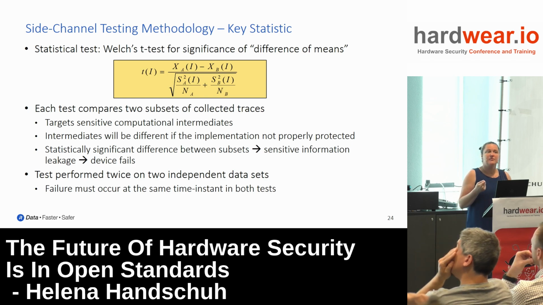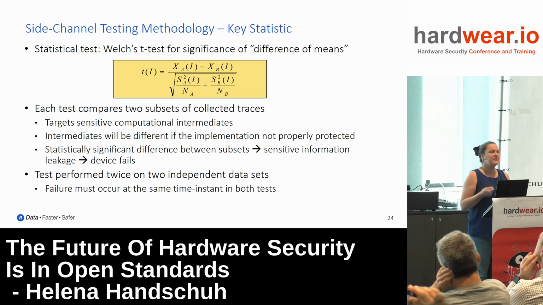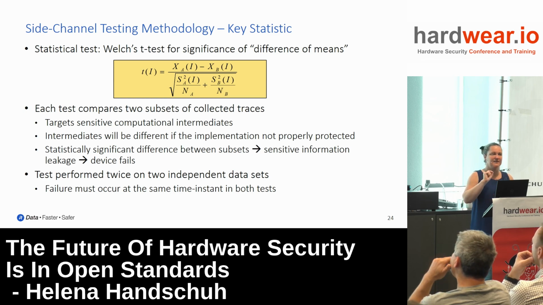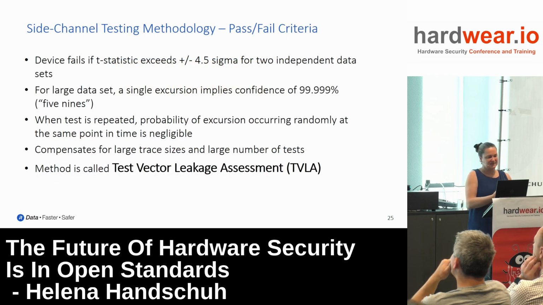And so you can show, by running these tests, that if you don't have any statistically significant difference, then what's happening inside your execution in your implementation should not leak. Okay, so you perform the tests twice on two independent data sets, and that gives you a very high confidence of succeeding.